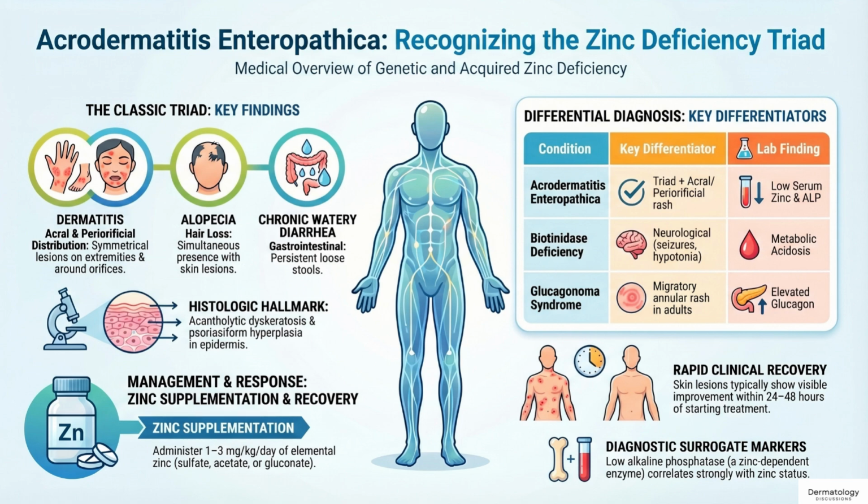Exactly. But the culprit is the absence of a single atomic building block. How does the deficiency of just one trace mineral cause the entire human body to fall apart at the seams? It is a profound mystery when you first encounter it on the wards. And to pass your boards, you really need to move beyond just rote memorization of those symptoms. You have to know why it's happening. Exactly. You have to understand the underlying cellular mechanics.